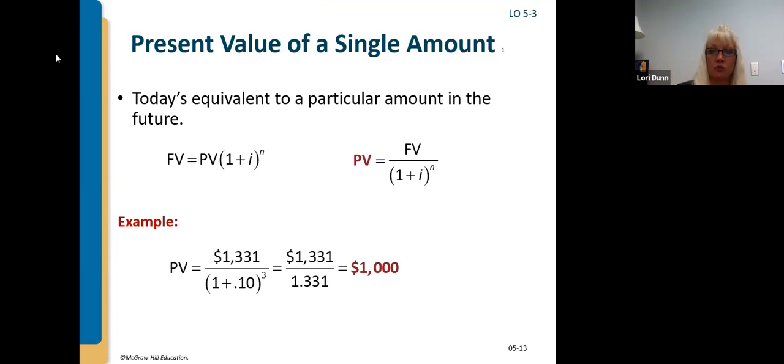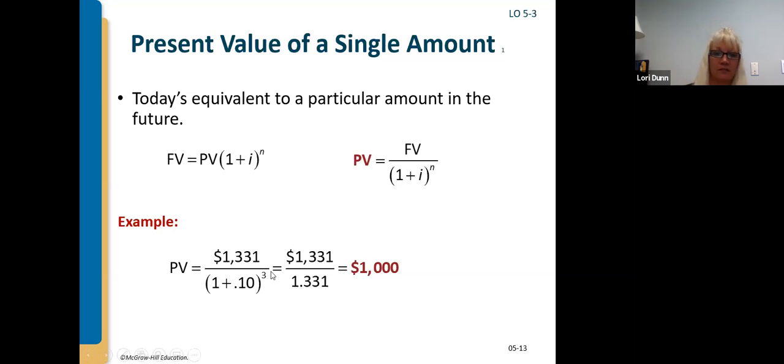Future value, we know we need $1,331 divided by 1 plus the compound interest rate, which is 10%, 1.10, to the number of compounding periods power. And you should always solve for those parentheses first, right? I don't remember all the math rules, but that's definitely what we want to do first.